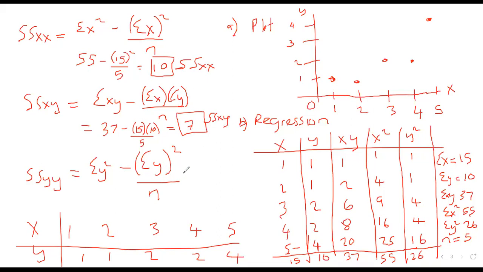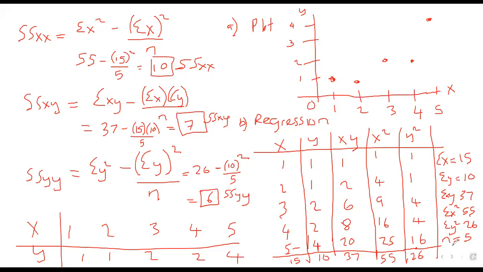And sum of square yy, our y squared is what? 96. Minus summation of y to the power 2, so 10 to the power 2 over 5. So 100 divided by 5 is 20. And 96 minus 20 is what? 76. So this is the sum of square yy. So these are the preliminary calculations you need.